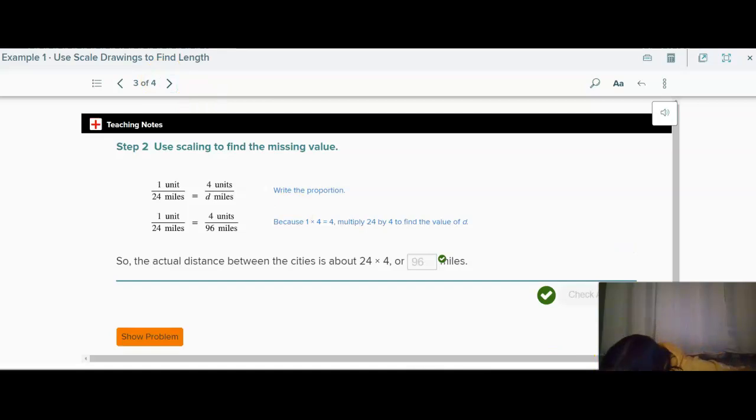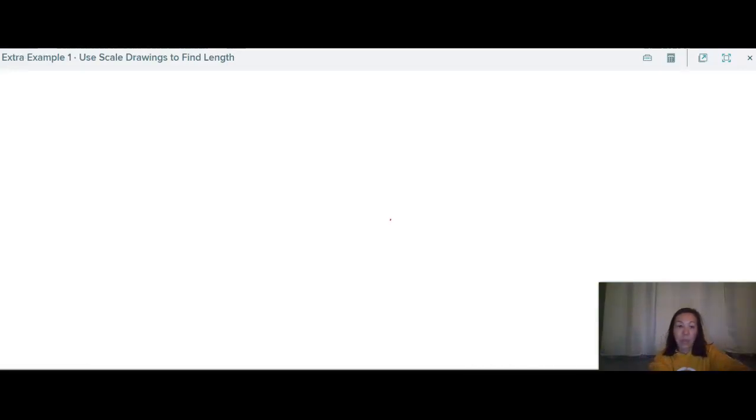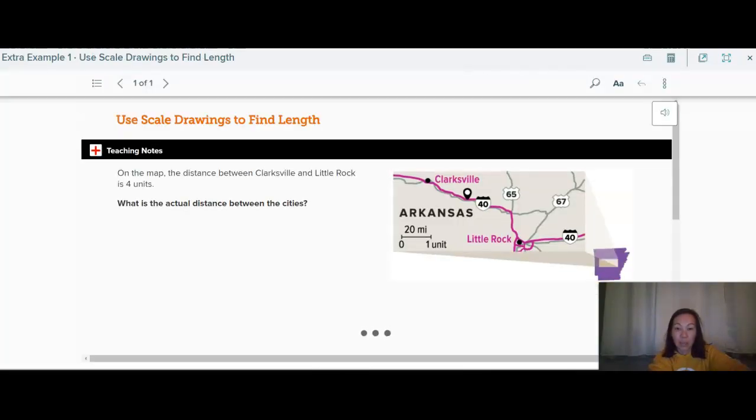Alright, so you guys try on the map on page 425, see if you can set up that proportion and figure out what the distance is between Akron and Cleveland on that map. Here's another example, if you need another one.